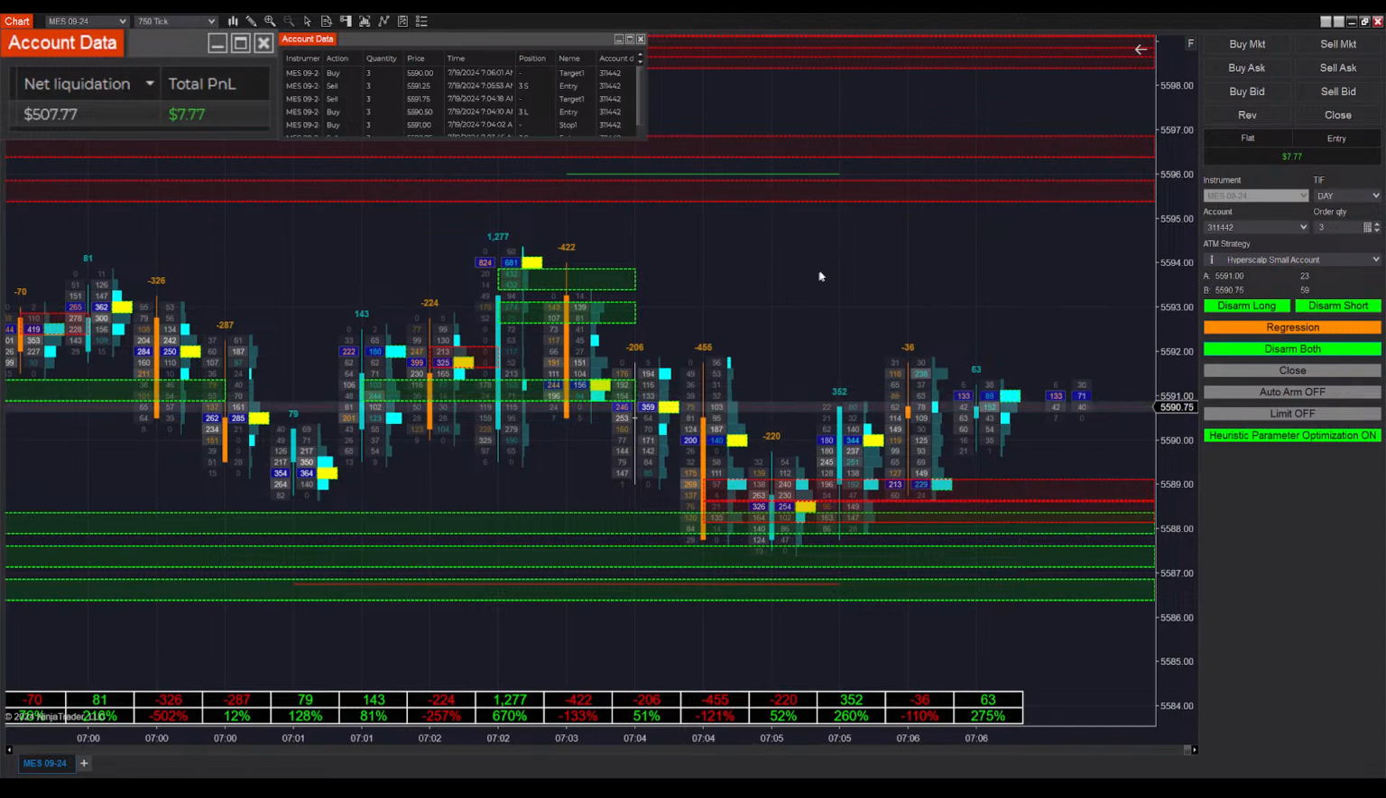And hopefully we don't fail this challenge. That would be a little bit of a shame. You can see we're kind of working against commissions here. So one of the biggest challenges you have to deal with when trading micros is that your commissions are actually quite a bit higher than they are on full contracts.